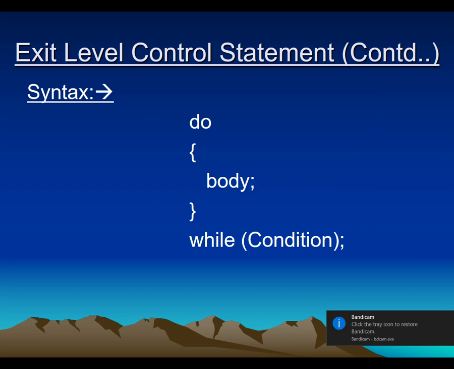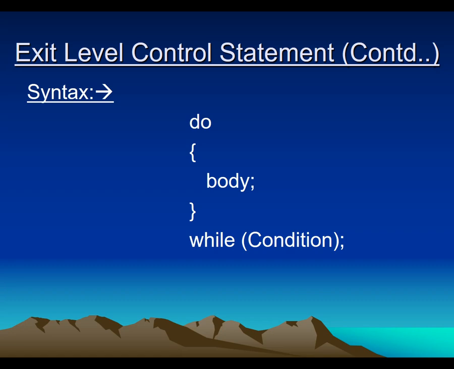Welcome back to another session of CS02, Problem Solving Methodologies Using Programming in C. Last time, we discussed the theoretical portion of the exit level control statement, do while. We discussed the definition, then the syntax, then the details, and then we took a few examples which demonstrate how to practically handle the exit level control statement called do while.